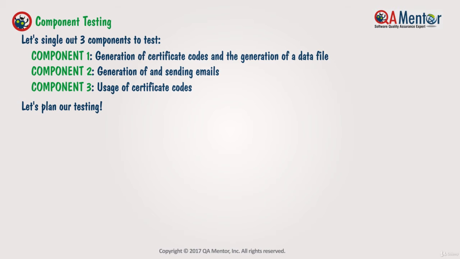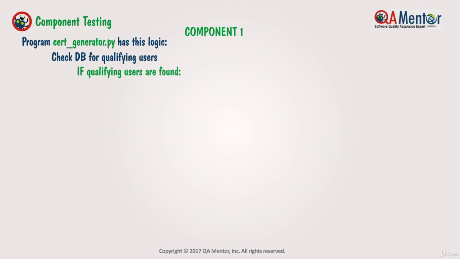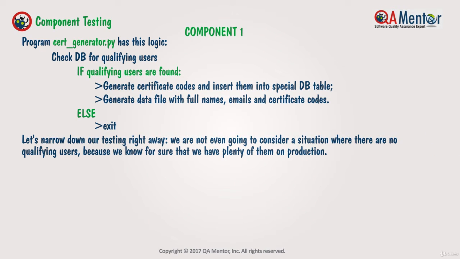Let's plan our testing. Component 1, program certgenerator.py has this logic. Check DB for qualifying users. If qualifying users are found, generate certificate codes and insert them into special DB table. Generate data file with full names, emails, and certificate codes. Else, exit. Let's narrow down our testing right away. We are not even going to consider a situation where there are no qualifying users because we know for sure that we have plenty of them on production.